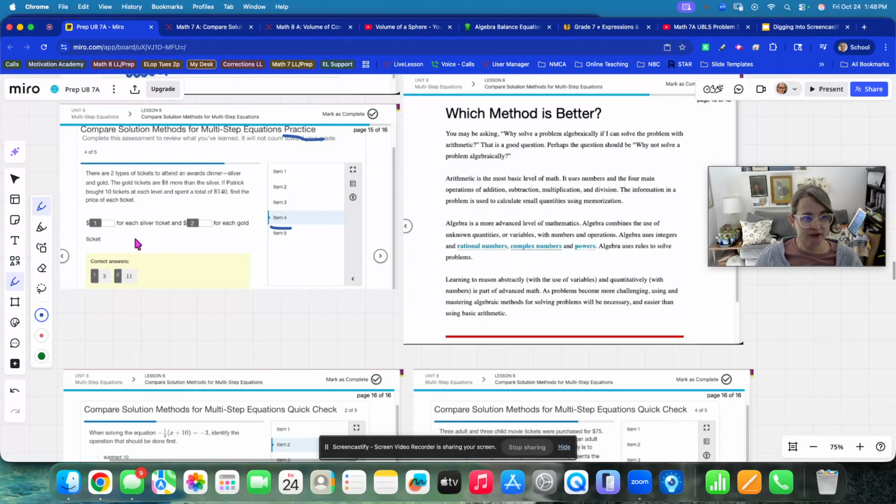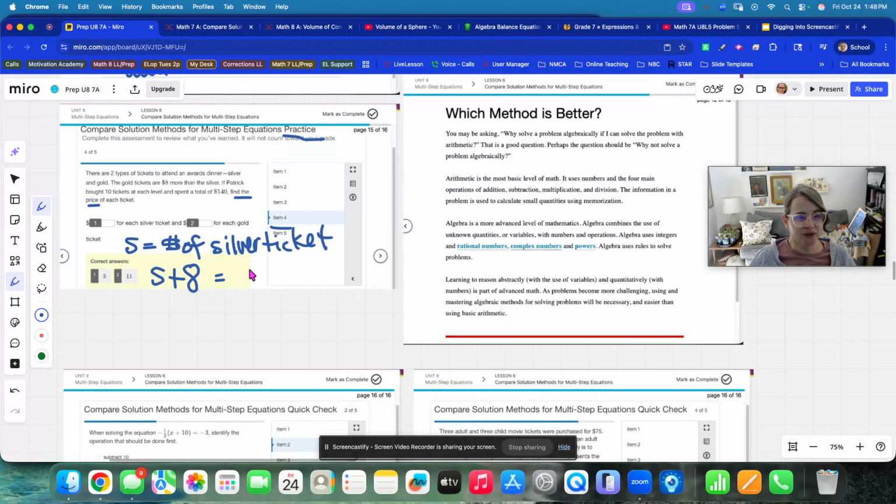I'm thinking let's let S equal the number of silver, or the price. Did you see that? So find the price. That's where your variable is your unknown. I don't know the price. So S is the price of a silver ticket, and that means that S plus 8 equals the price of a gold ticket.